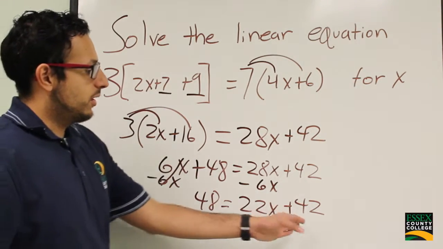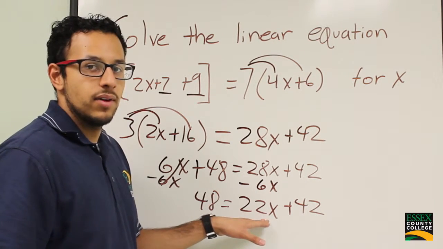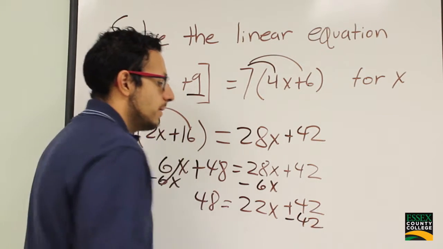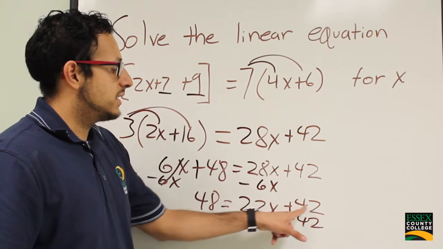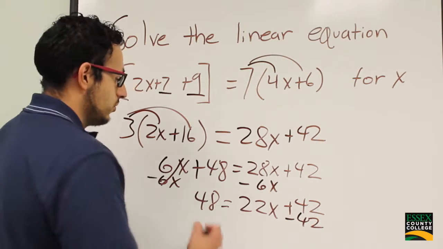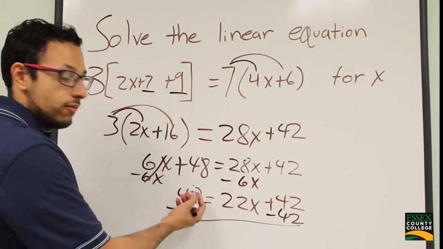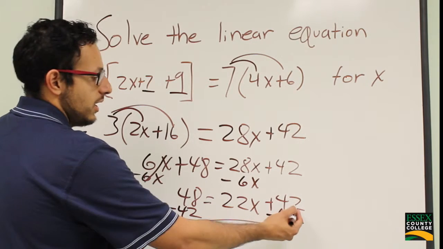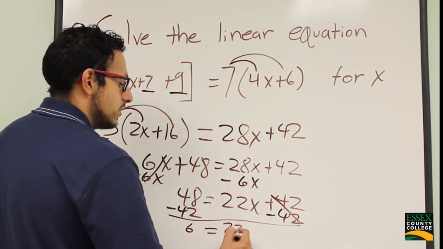Now, I have to bring over the numbers to the other side because I want the x to stay by itself on this side. So I have to subtract 42 on this side because of the opposite sign. If this is positive 42, I have to subtract 42 from this side too. So 48 minus 42 is 6, is equal to, and 42 minus 42 cancels out. I'm left with 22x on this side.